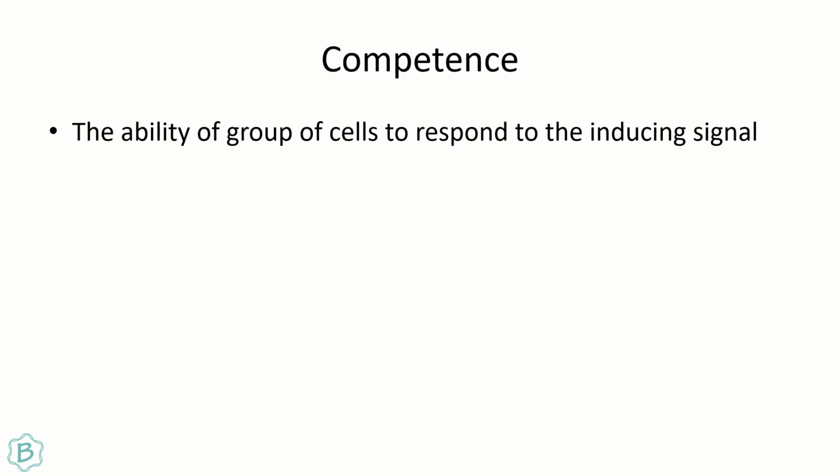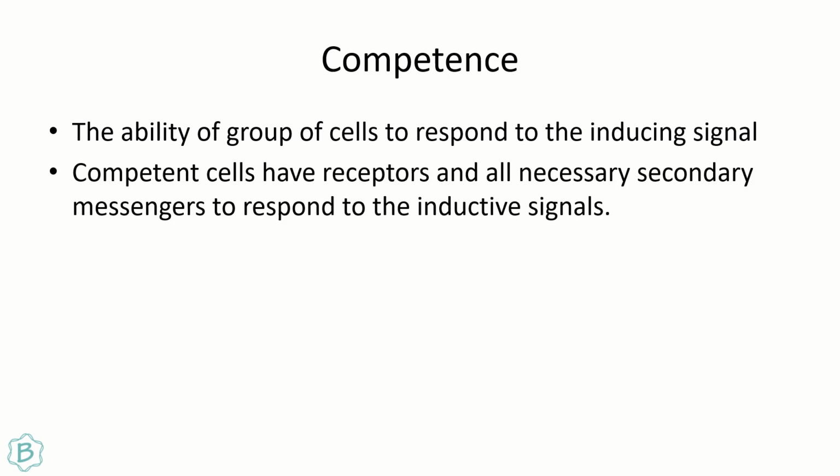Next term is competence. Competence is the ability of a group of cells to respond to the inductive signal. Just take an example. There is an inductive signal, but the responder cell does not have the particular type of receptor that can bind with that inductive signal or inducer. So that cell will not respond to the signal coming from the inducer. The ability of a cell to respond to an inducing signal is known as competence. A competent cell has receptors, all necessary secondary messengers, and the environment to respond to the inductive signal.